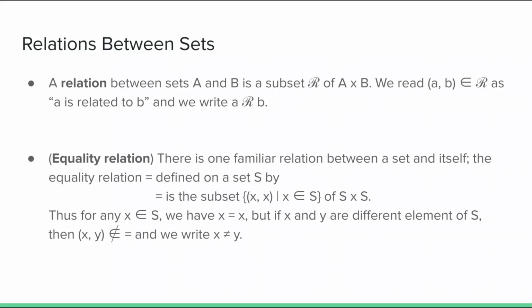An equality relation is quite similar. It's essentially one where two sets are equal to each other. It's defined by the equals sign that we all know, and essentially it's a way of testing if two sets are similar. So for any x in some set S, we have x equals x, but let's say x and y are different elements, then x and y are definitely not equal, and we write x is not equal to y.